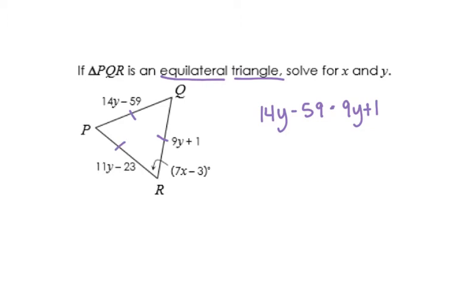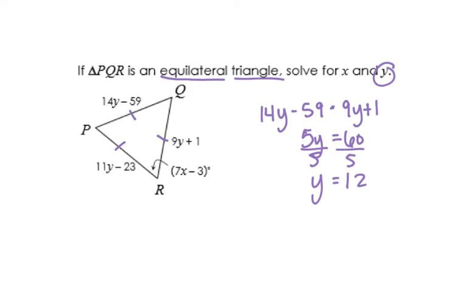So as long as you pick two and set them equal to each other, you should get the same answer. I do. So I'm going to move my y's to one side and my numbers to one side, and then I'm going to divide both sides by 5. So y equals 12. Alright, so that's what y equals, we got it.